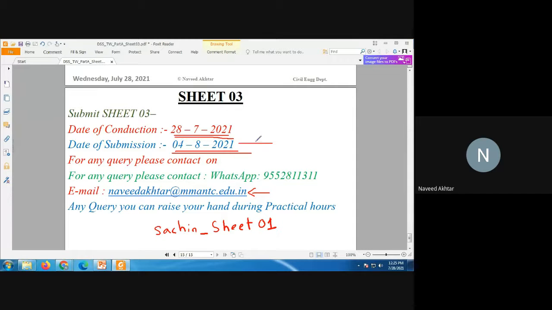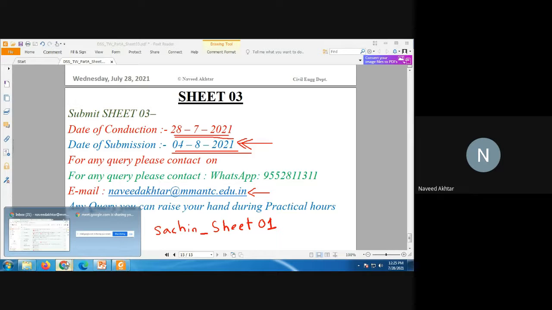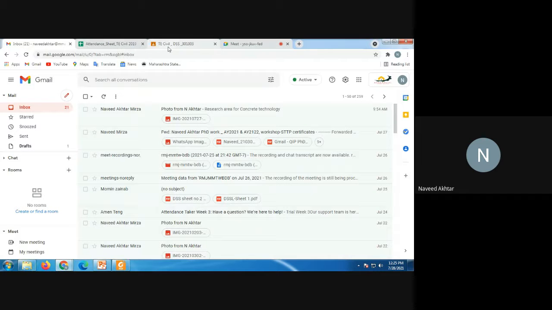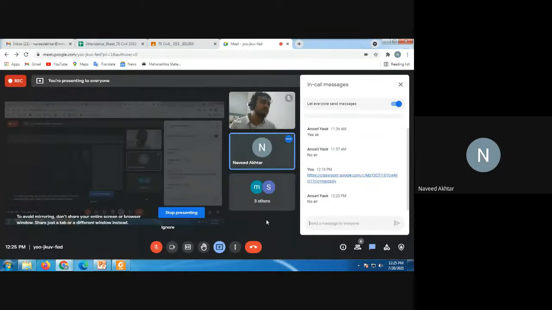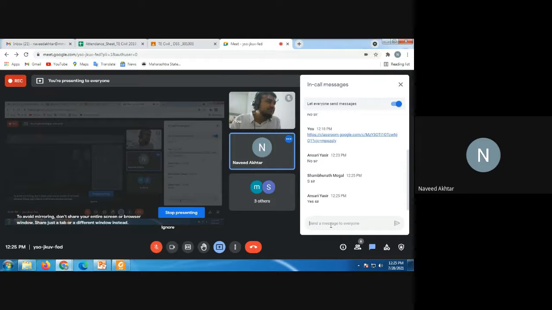Next, your completion date will be 4/8/2022. No doubt, all this you understand. Only Yasir is required, and not a single sheet has been submitted by Yasir. So all should remember that they should submit the sheet online.